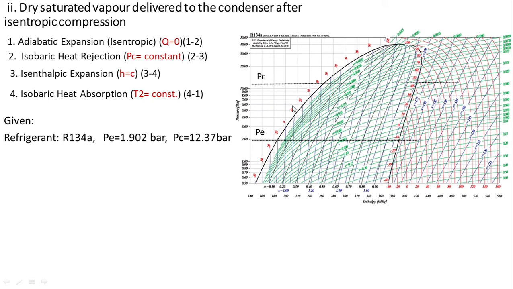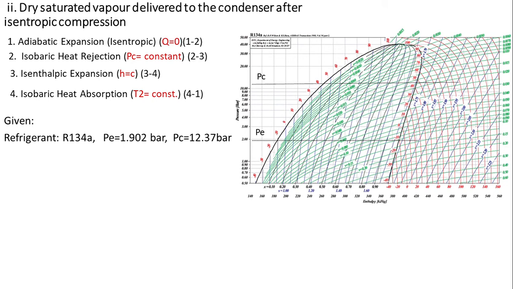You have to mark the points 1, 2, 3, 4 on this chart. So what is the condition given in this case? The important condition is that dry saturated vapor is delivered to the condenser. It means that whatever vapors are entering the condenser are in the dry saturated condition, meaning the vapors are not wet and not superheated. Those are dry saturated vapors.